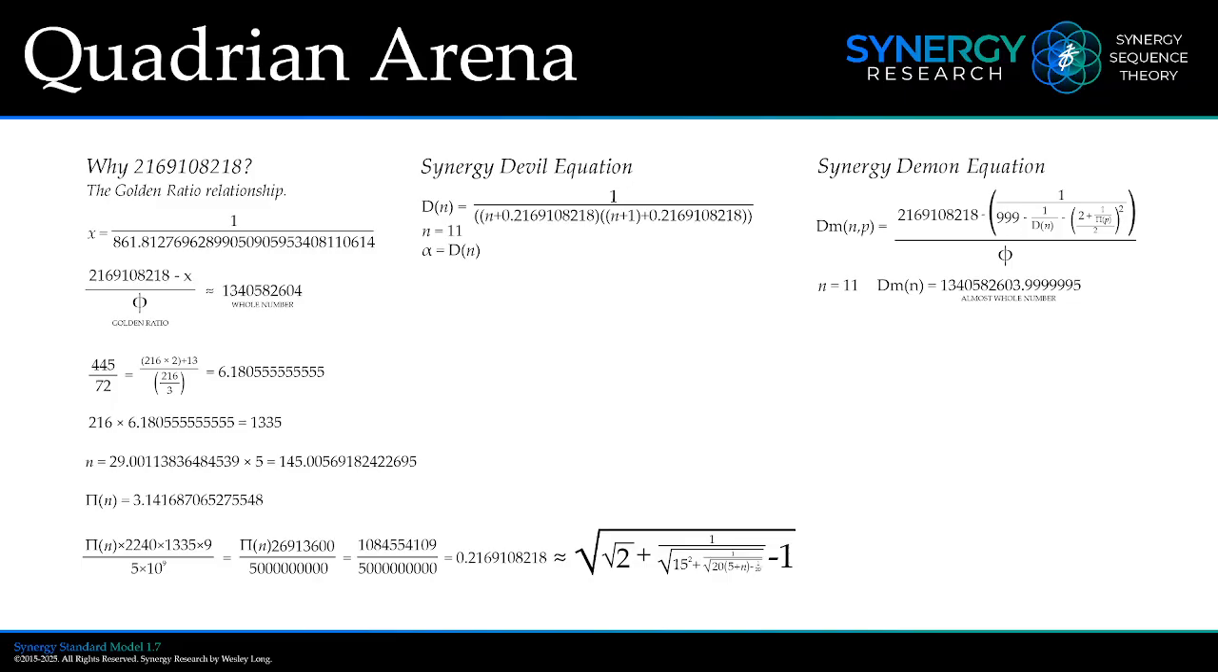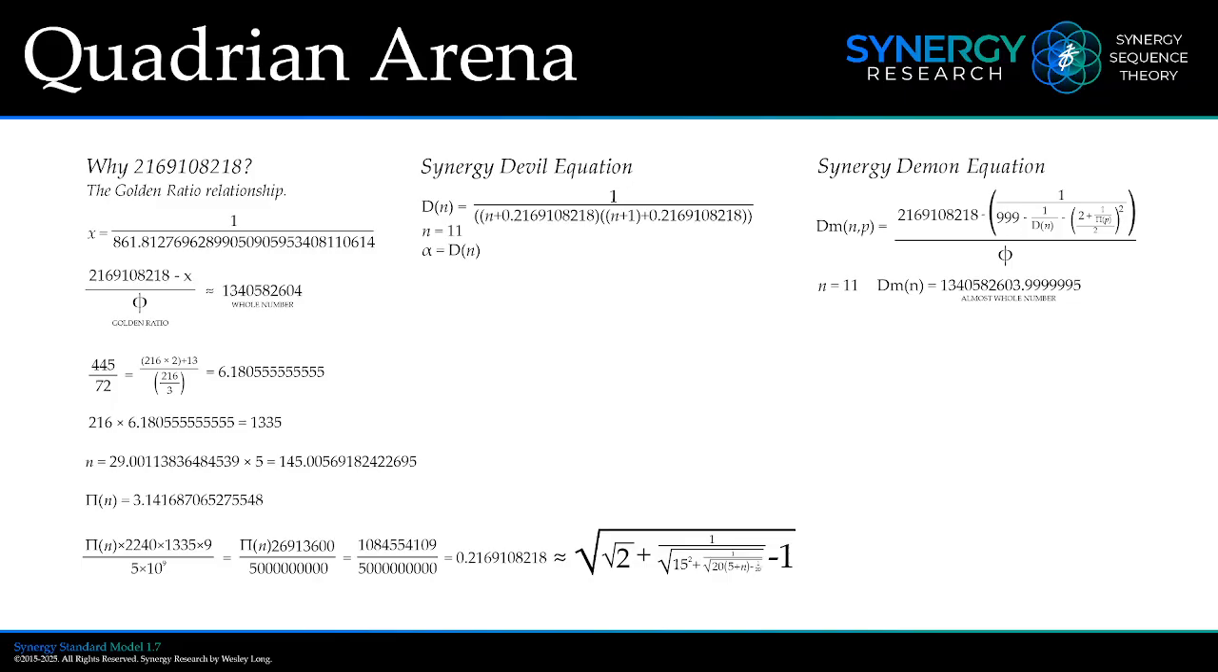We're also shown a curious exact fraction. The expression equals 6.18055. Multiply that by 2116, you get 1/335, a number that pops up in synergy mass scaling and triangle derivations. Center, the synergy devil equation.